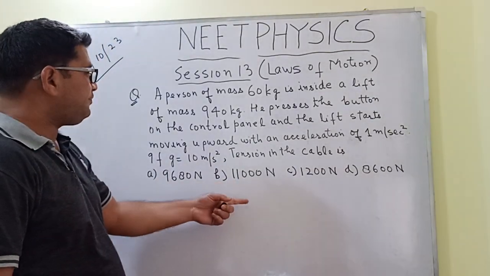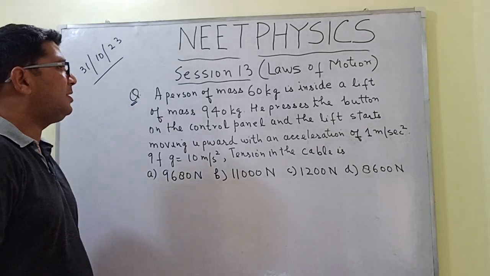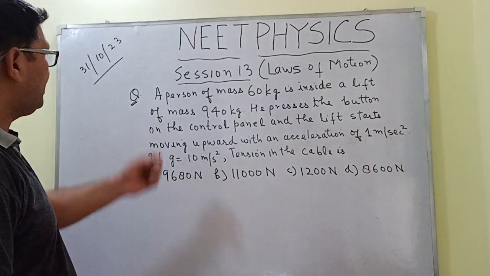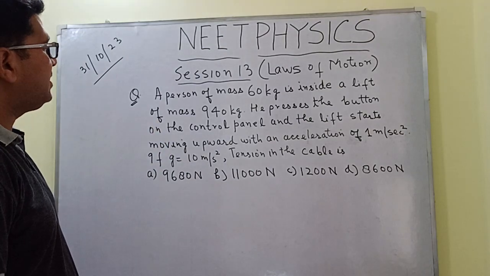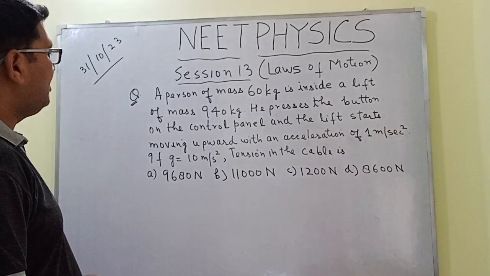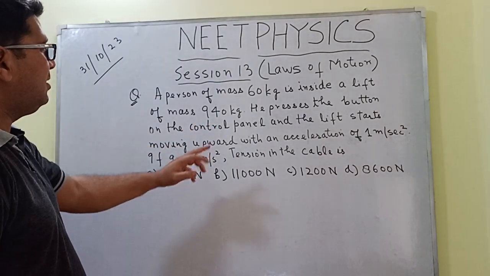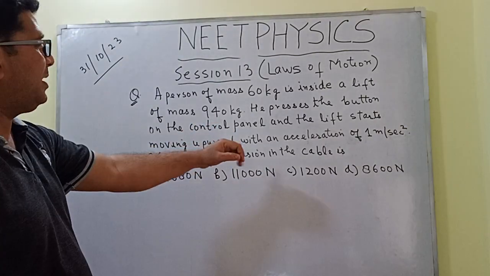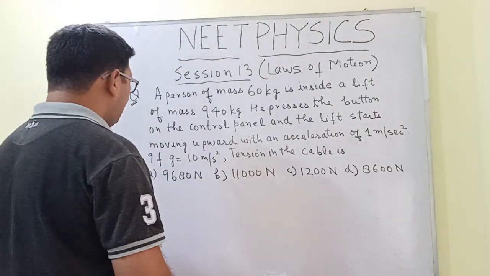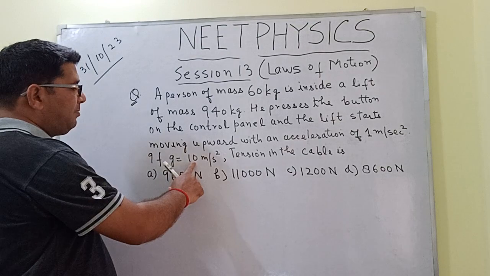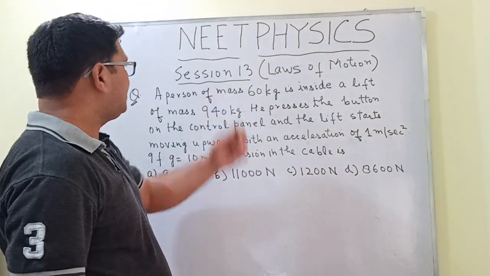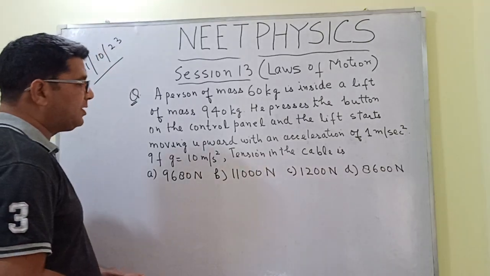So this question I have taken from one of these NEET papers, and the question is: a person of mass 60 kg is inside a lift of mass 940 kg. Now he presses the button on the control panel and the lift starts moving upward with an acceleration of 1 meter per second square. If g is equal to 10 meter per second square, then the tension in the supporting cable of this lift is, and four options are given.